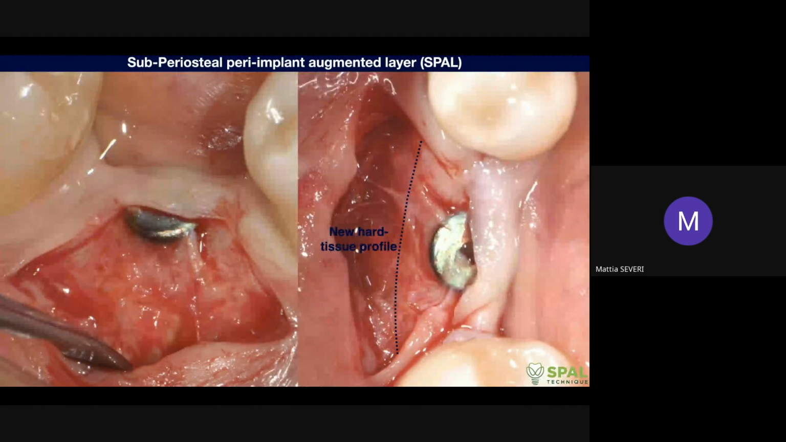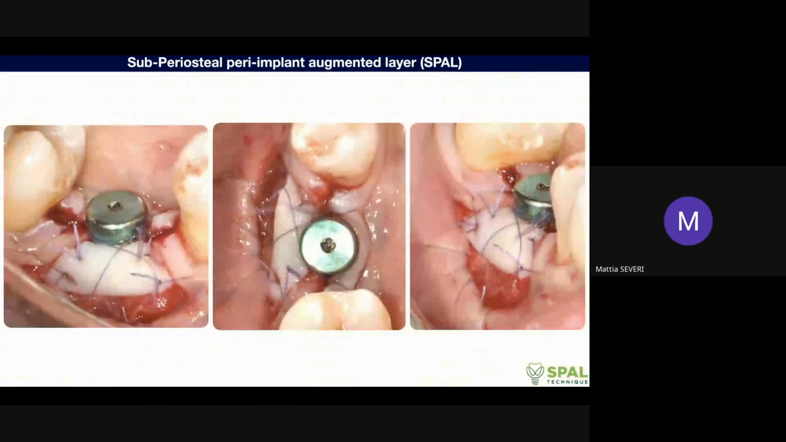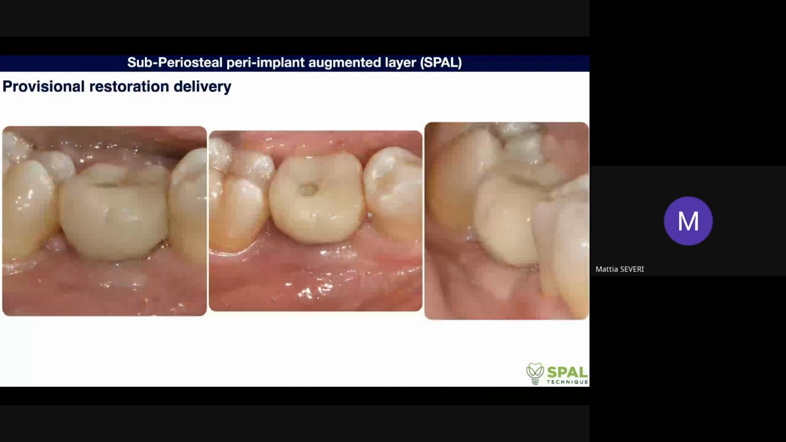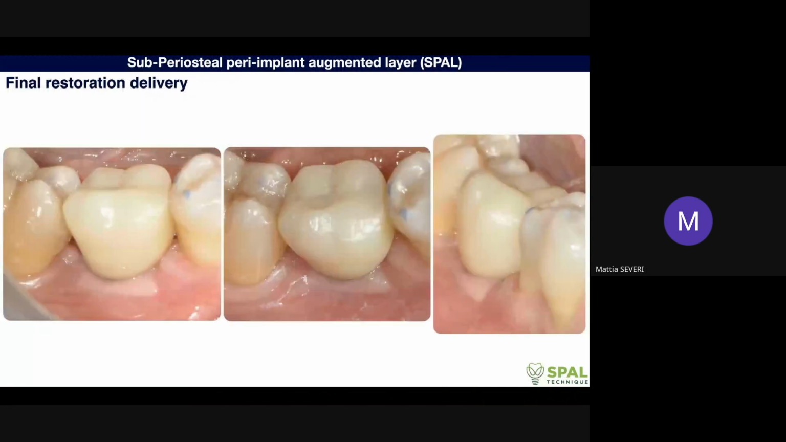In order to correct the mucogingival deformity that always happens after a bone reconstructive procedure when we coronally advance the flap, we perform a free gingival graft in order to reconstruct the peri-implant keratinized mucosa. And as you can see by the position of the graft, the tissue around the implant is hard tissue, since it is able to, as you know, adapt the free gingival graft above its profile. And so we move on to the provisional restoration delivery, and finally the final restoration delivery.